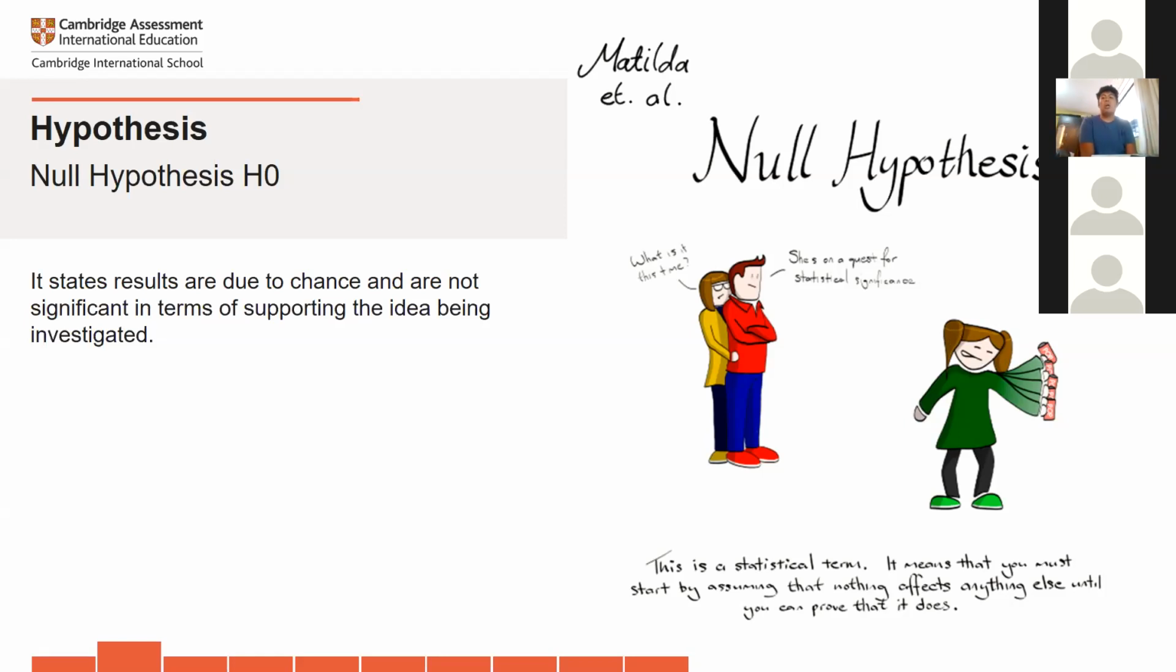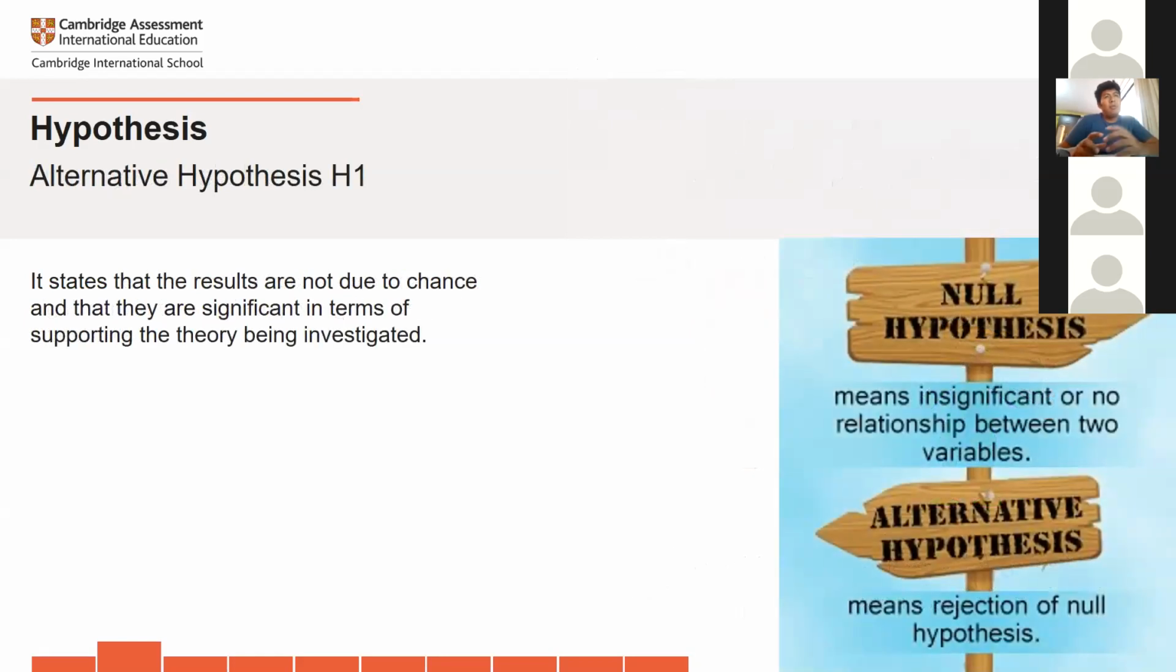The two variables are not in any way connected, which is going to make the researchers drop their studies because it's going to fail. We don't want the null hypothesis to be accepted in most of the cases of the research, right? Because we need our variables to be connected somehow, okay? In some correlation. So therefore, the alternative hypothesis says the complete opposite. While the null hypothesis says that there is no relationship between the two variables, the alternative hypothesis says, okay, yeah, there is, not due to chance, and they are significant in terms of supporting the theory being investigated.